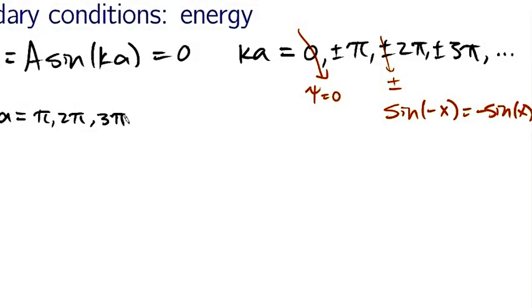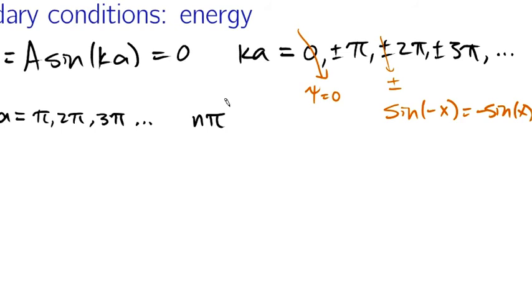Another fact here is that these plus or minuses, the sine of minus x is equal to minus the sine of x. Sine is an odd function. Since what we're looking at here has a normalization constant out front, we don't necessarily care whether there's a plus or a minus sign coming from the sine itself. We can absorb that into the normalization constant. So, essentially what we're working with is that ka equals pi, 2 pi, 3 pi, etc., which I'll just write as n times pi.